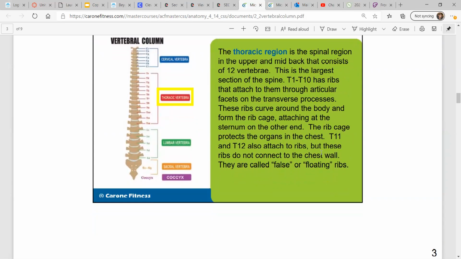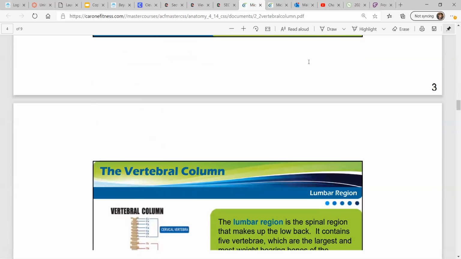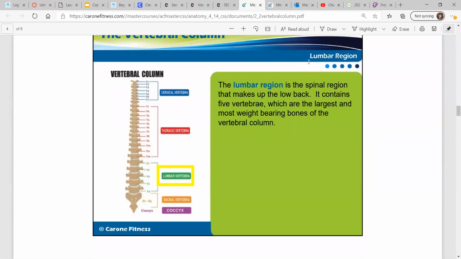T11 and T12 are also attached to ribs, but those ribs don't connect to the chest wall. I think they're a little too low for that. They're called false or floating ribs. The lumbar region is the spinal region that makes up the low back. It contains 5 vertebrae, which are the largest and most weight-bearing bones of the vertebral column.